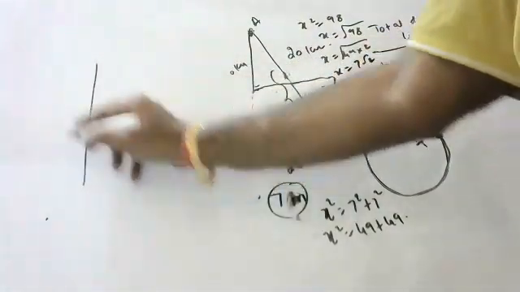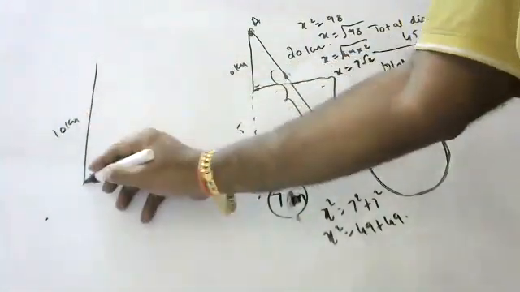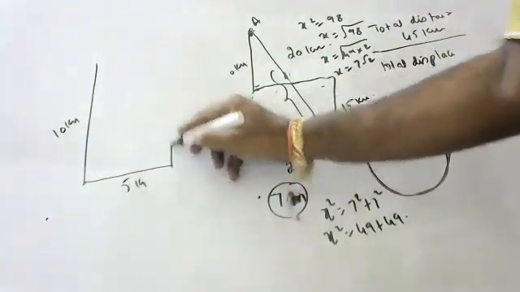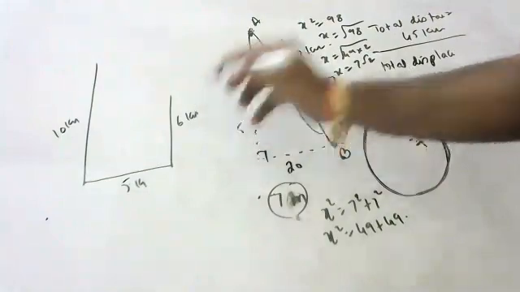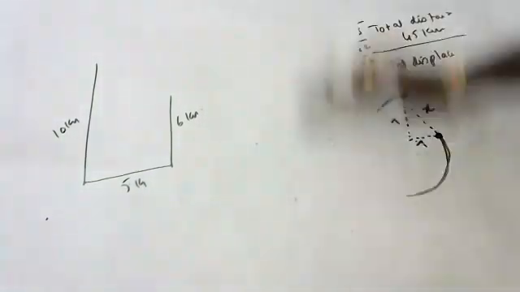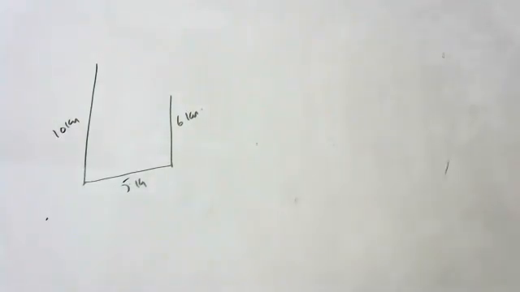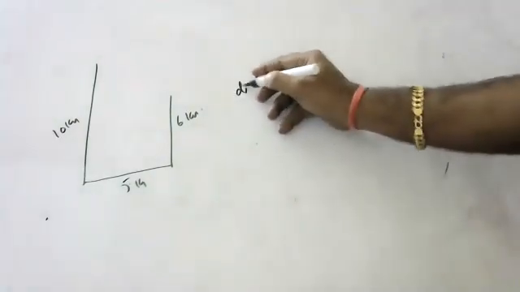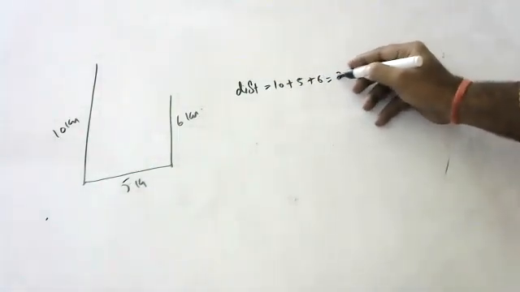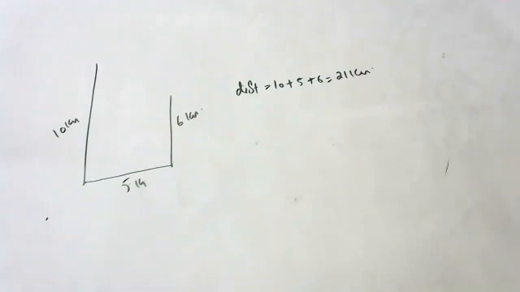Children, a body traveled 10 kilometers south, 5 kilometers east, and 6 kilometers north. What is the distance and displacement? Anyone? Vivek, you wait. Others, so left. Tell the distance. Distance is 10 plus 5 plus 6. How much? 21 kilometers. Displacement.